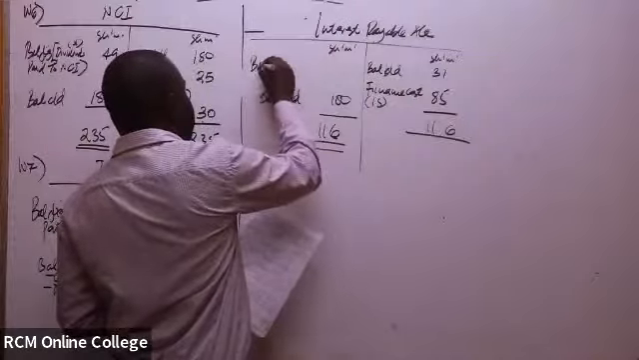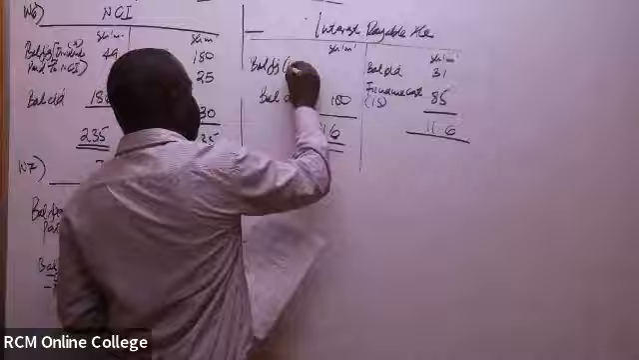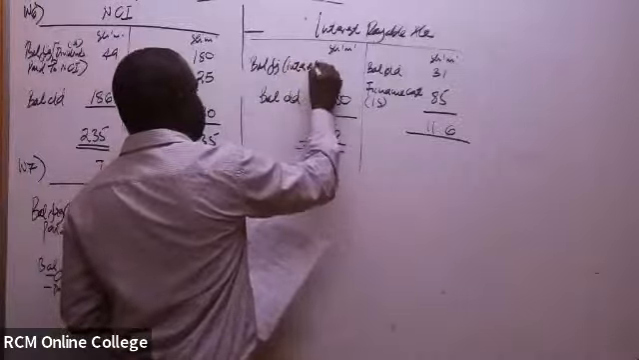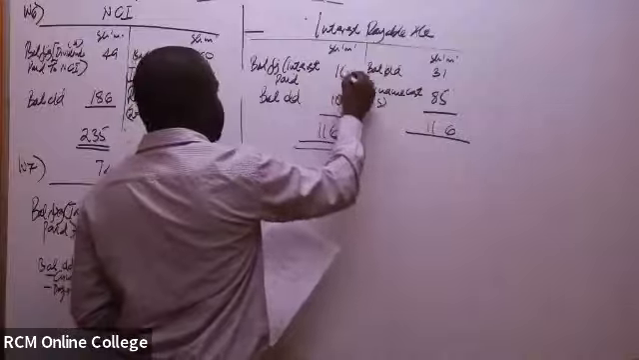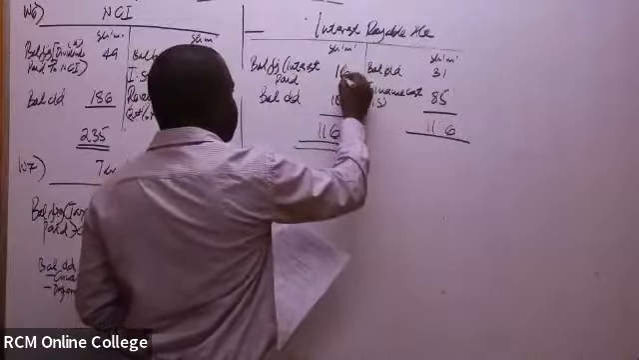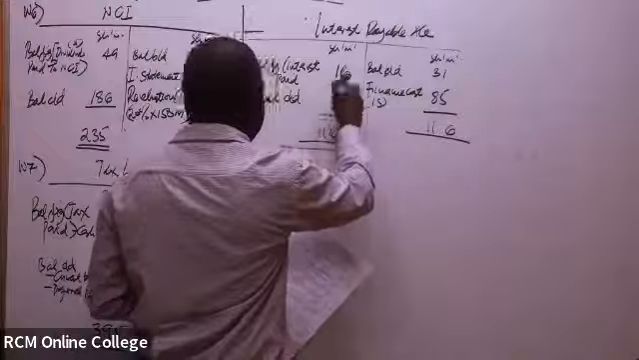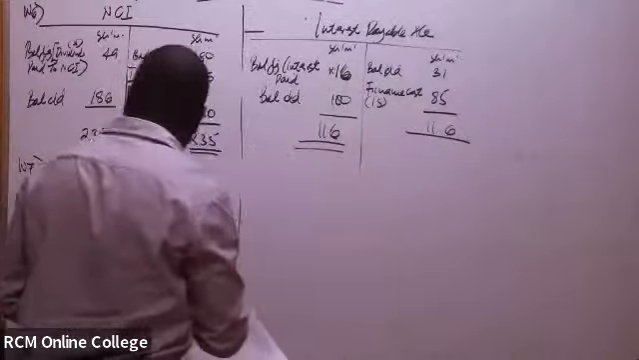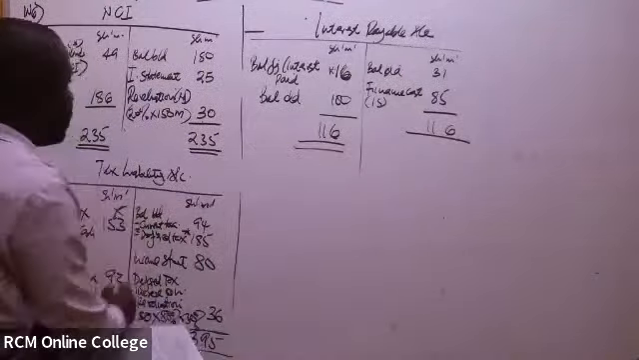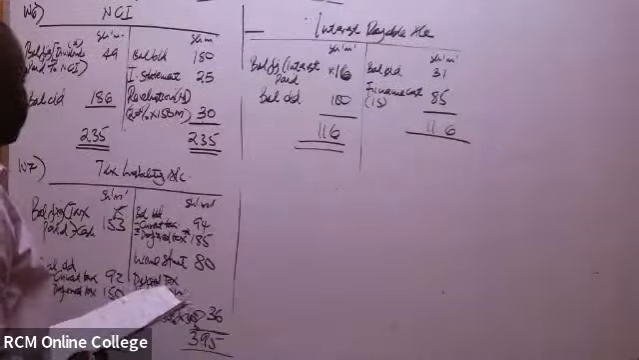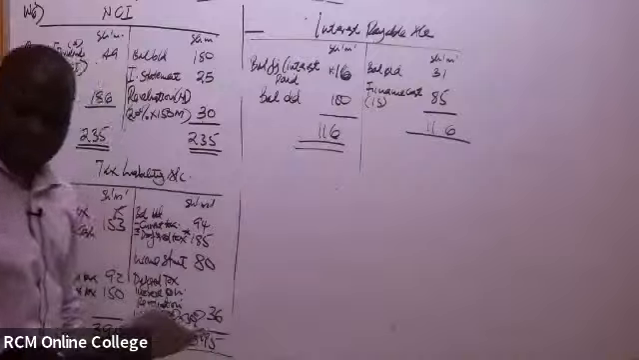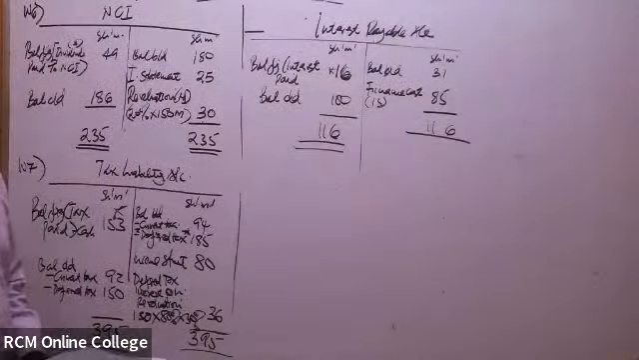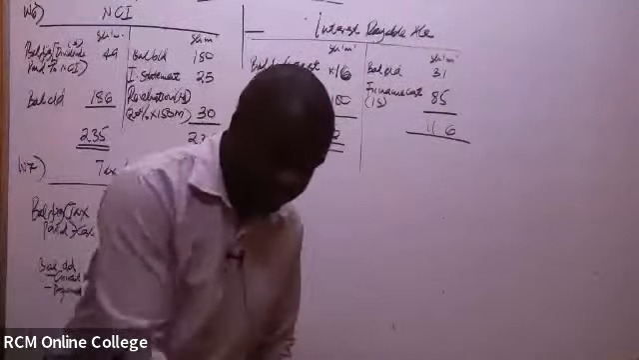So the balancing figure is the interest paid during the year, which is an amount of 16. This item will appear together with the tax paid during the year under the operating activities. Those are part of the adjustments you need to make.